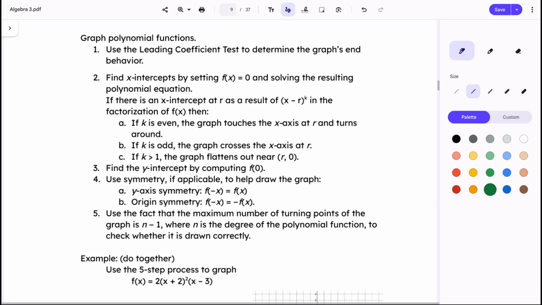You're finding, is it positive, negative, even, or odd for your end behavior for step 1. Step 2 is finding your x-intercepts so that you know some points that would be on your graph. We can also find our y-intercept by just putting in a 0 for all of our x's and then figuring out where it would cross the y-axis. And then we can use symmetry sometimes to help us with our graph. Not all graphs are symmetric though, so it only applies to ones that maybe would have some symmetry around the origin or the y-axis. And then we can also use what we just talked about to know how many times it should possibly be turning.